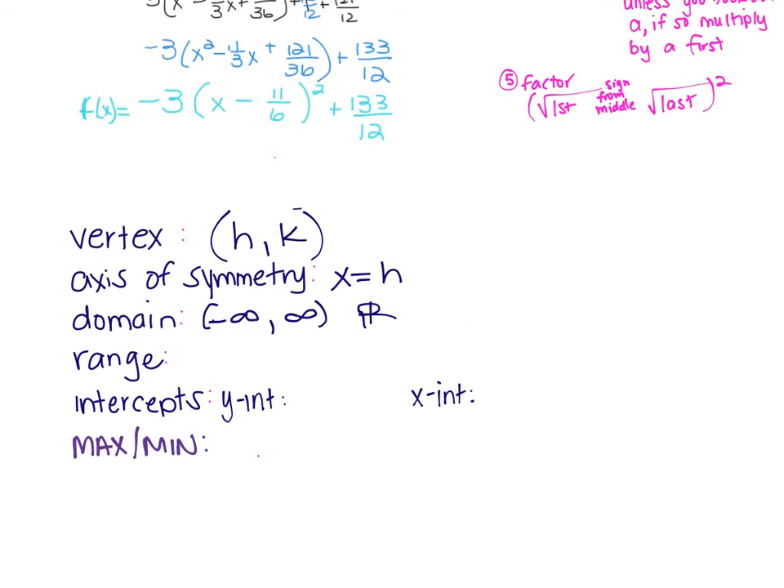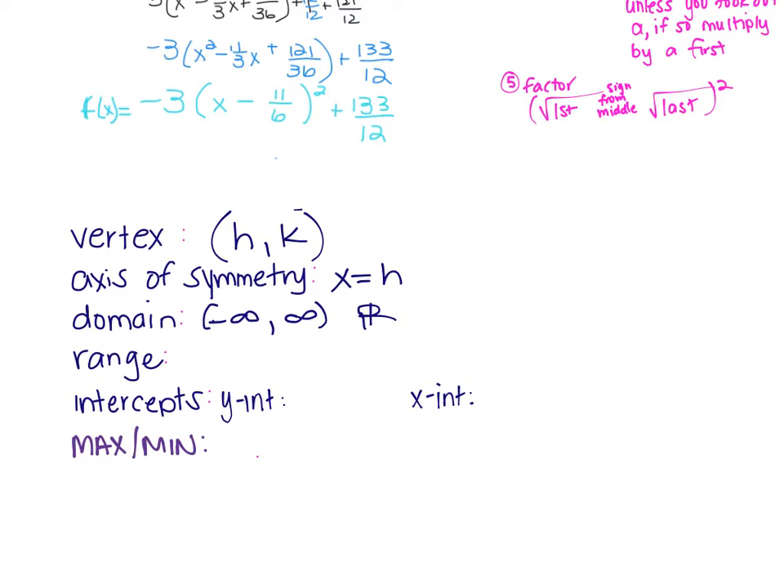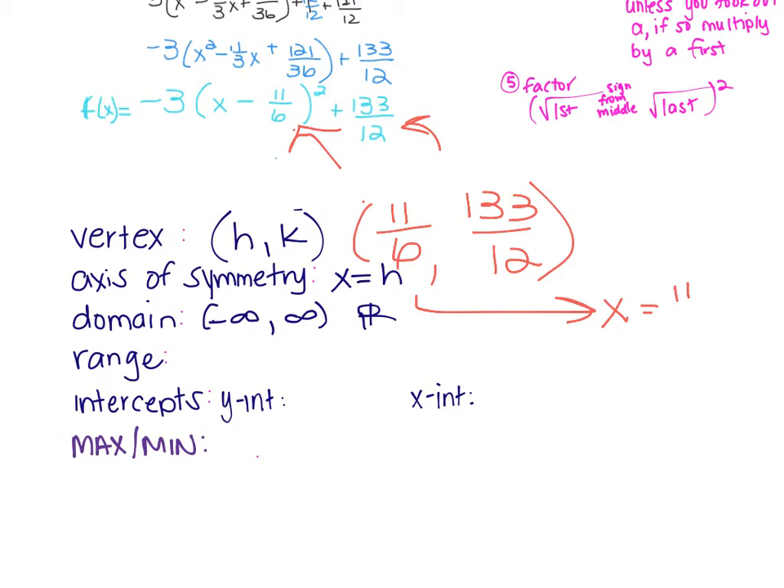The vertex of this function would be (h, k), where h is the opposite of what goes inside the parentheses, or 11/6. And then the k would be what's outside the parentheses, 133 over 12. Obviously, if I'm going to graph those, I have to convert them into mixed numbers. The axis of symmetry is x equals h, whatever the x coordinate of your vertex is. That x equals is an important part of that answer. If you don't have x equals, if you just write 11/6, you are going to lose points. The axis is a line, and the only way you get a line is if you do that x equals.